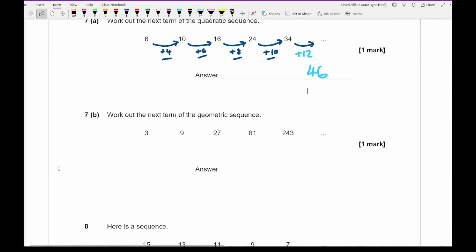For the next one, work out the geometric sequence. Now this is where you're multiplying the previous term to get the new term. So here you just need to work out the difference. So 3 to 9, we multiply, not add or subtract. So we multiply by 3. So this term here is going to be 243 multiplied by 3. So either doing long multiplication or typing it into your calculator, we should have the answer of 729.